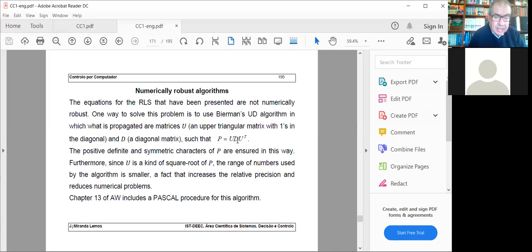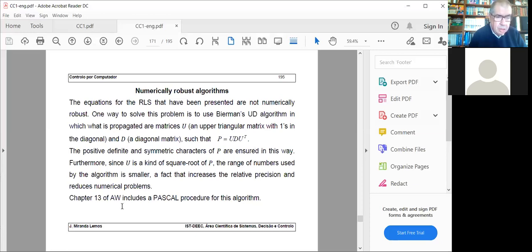And the algorithms to propagate U and D are a little bit more complicated than those formulas, but not much, and it's very efficient. You can even implement these algorithms in firmware, and this is actually something that allows your algorithm to work for years without numerical problems. Okay.